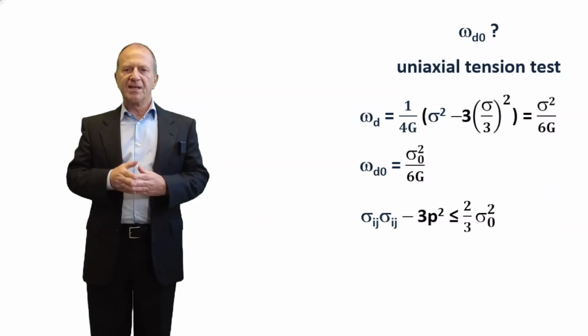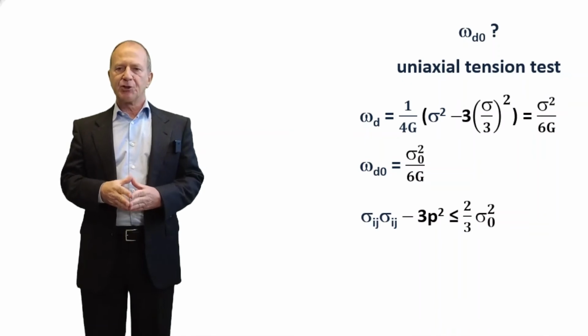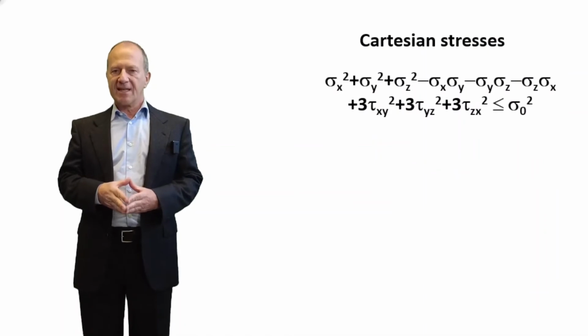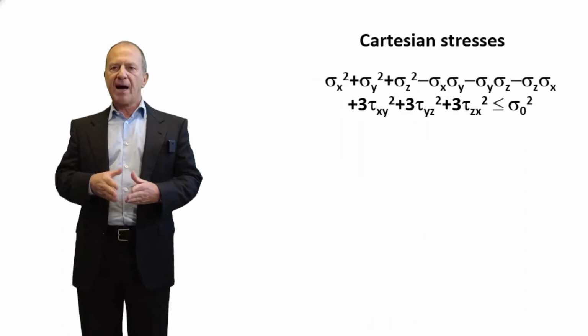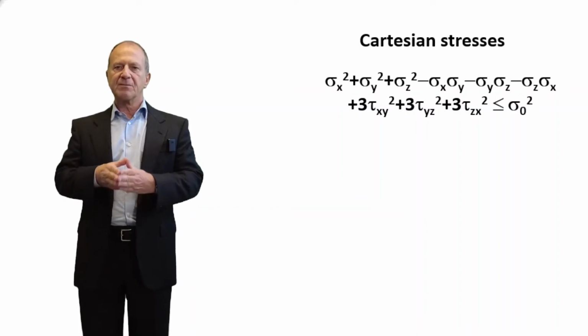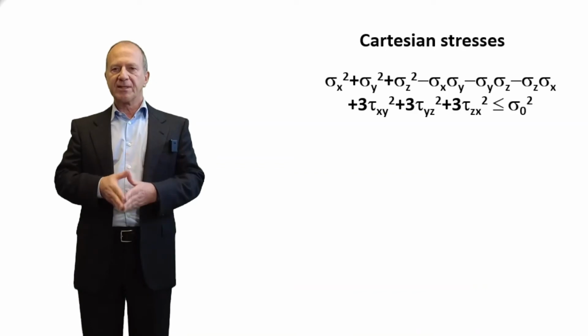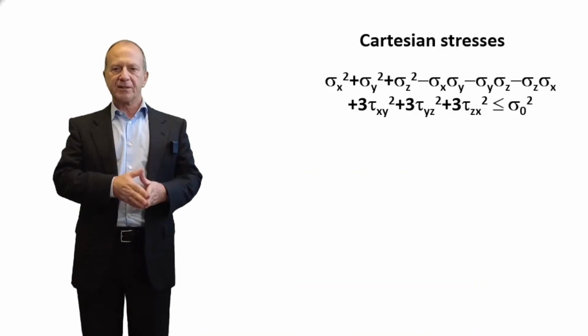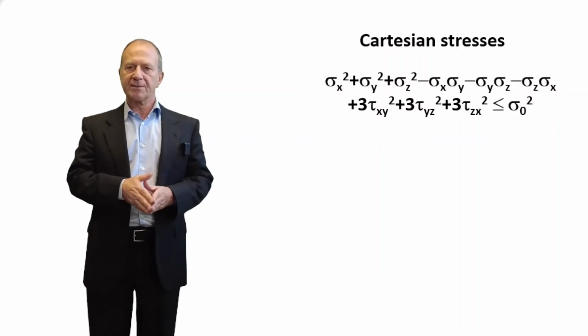Note that G cancels as the shear modulus is always strictly positive. If we expand this expression, we can write von Mises criterion in terms of Cartesian stresses as sigma x squared plus sigma y squared plus sigma z squared minus sigma x sigma y minus sigma y sigma z minus sigma z sigma x plus 3 times tau xy squared plus 3 times tau yz squared plus 3 times tau zx squared less than or equal to sigma 0 squared.